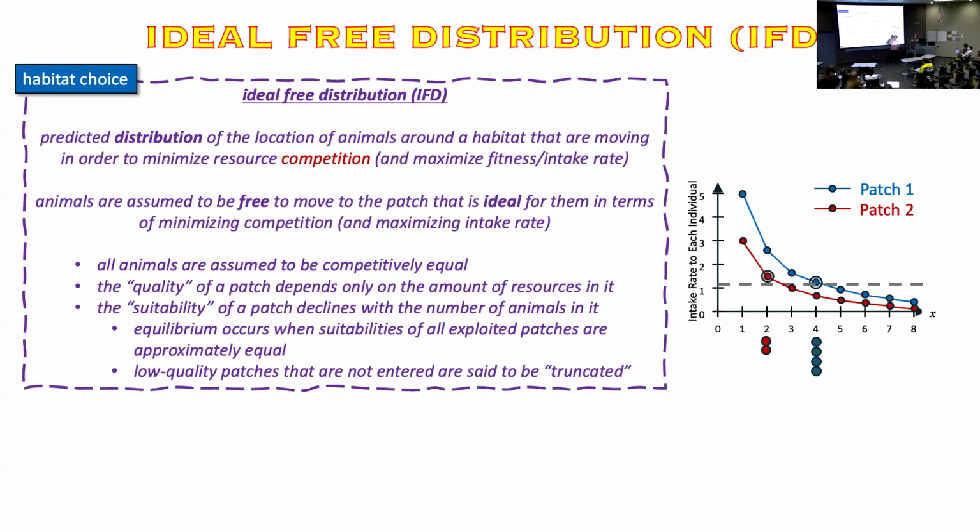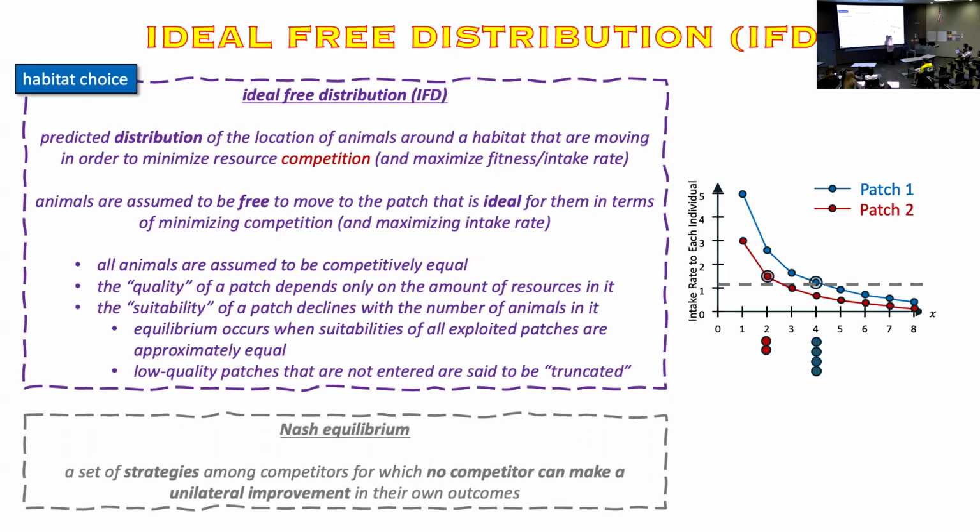We can use the IFD to introduce a more general concept called the Nash equilibrium. An IFD is an example in social modeling of a so-called Nash equilibrium: a set of strategies among competitors for which no competitor can make a so-called unilateral improvement in their own outcomes.